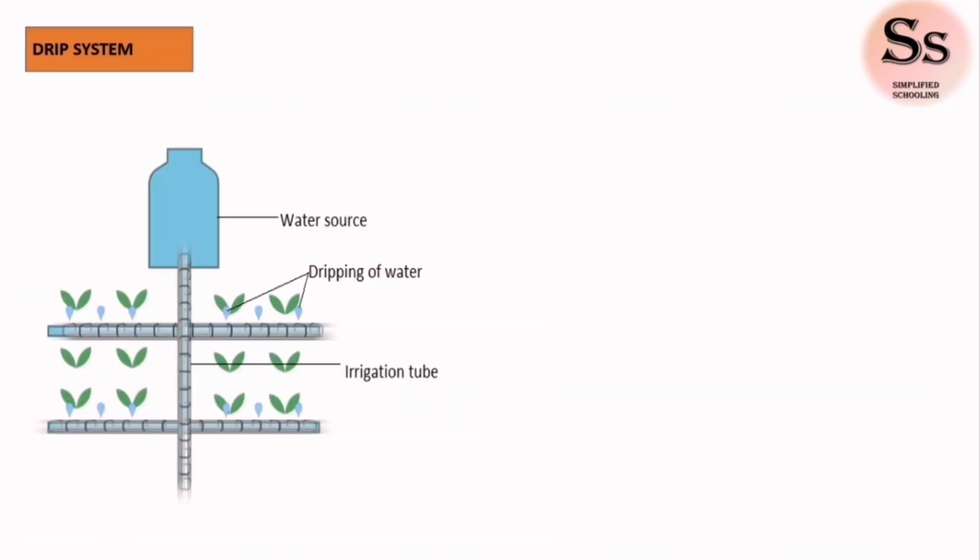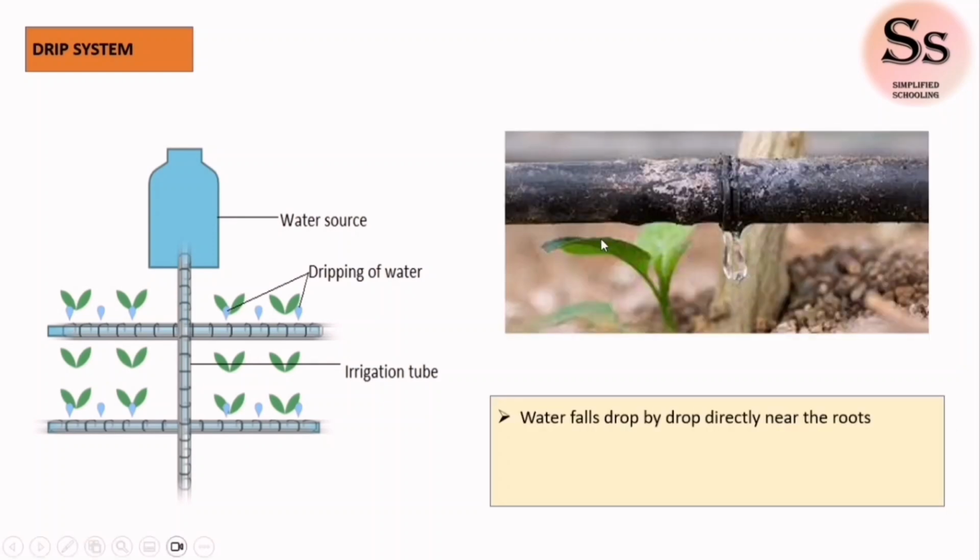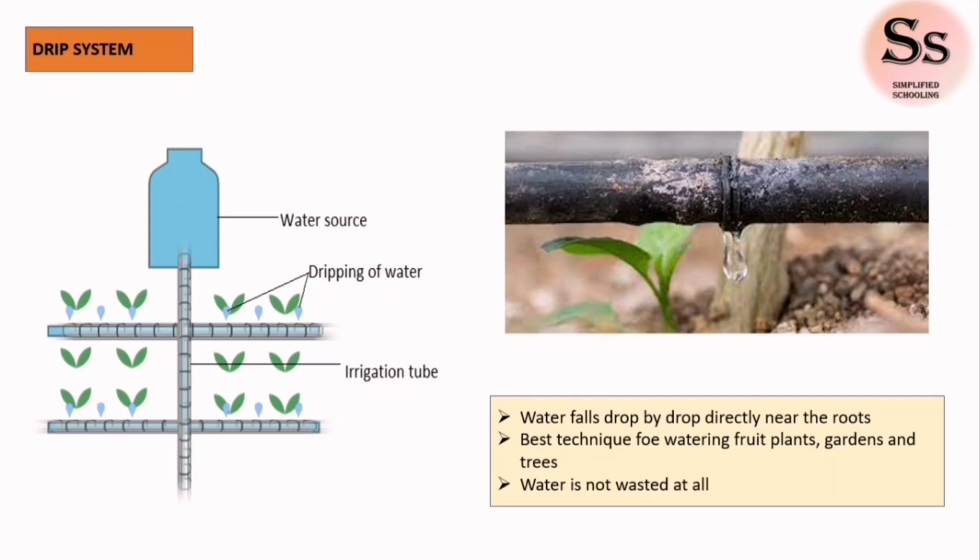Now let's have a look at the second method, which is the drip system. In this system, the water falls drop by drop directly near the roots, so it is called the drip system. It is the best technique for watering fruit plants, gardens and trees. Water is not wasted at all, and it is a boon in regions where availability of water is poor.